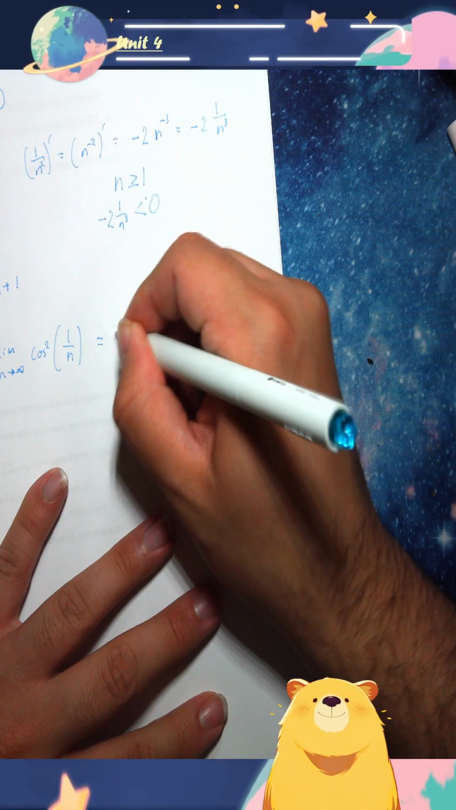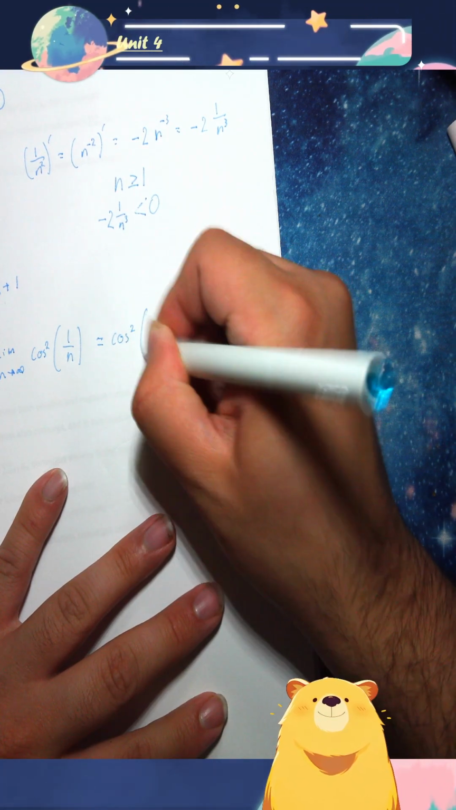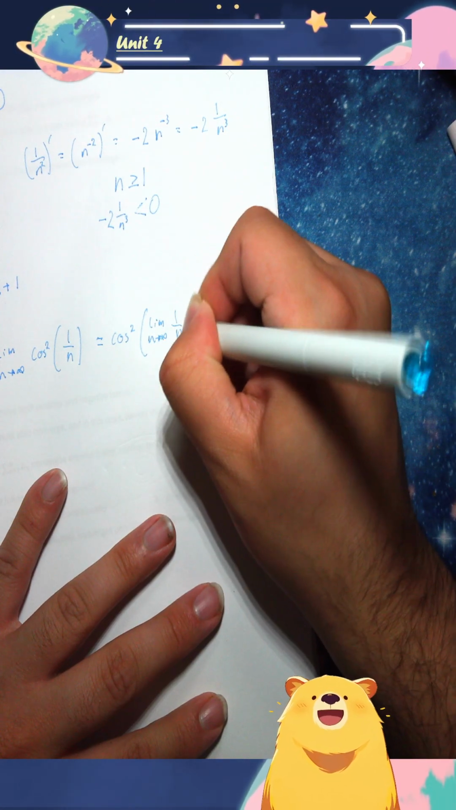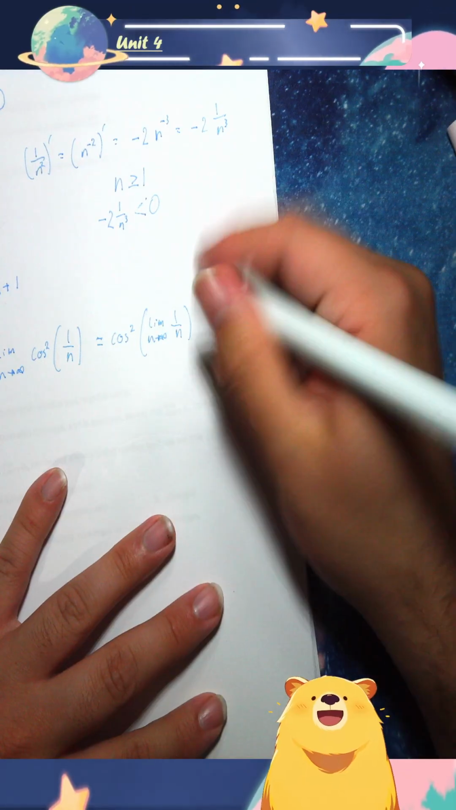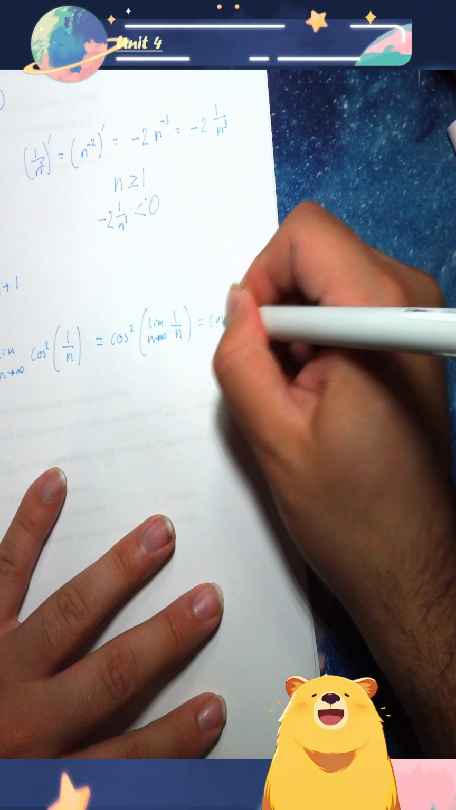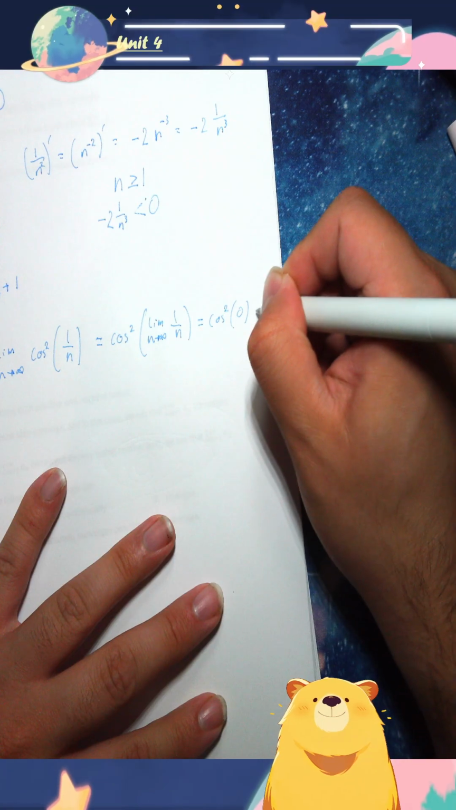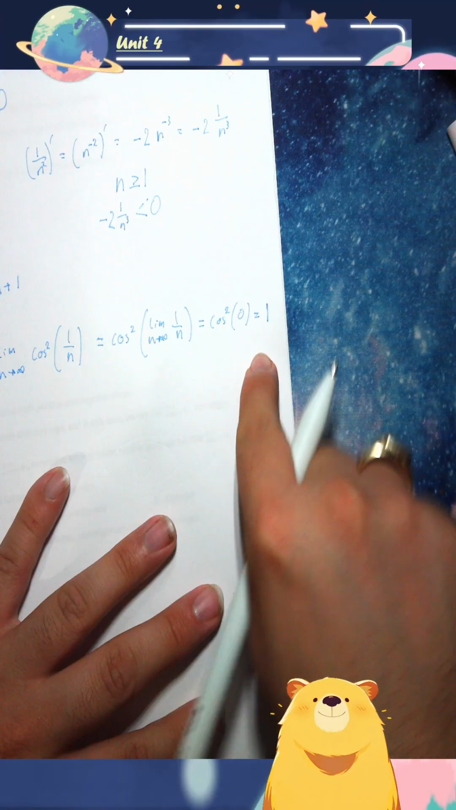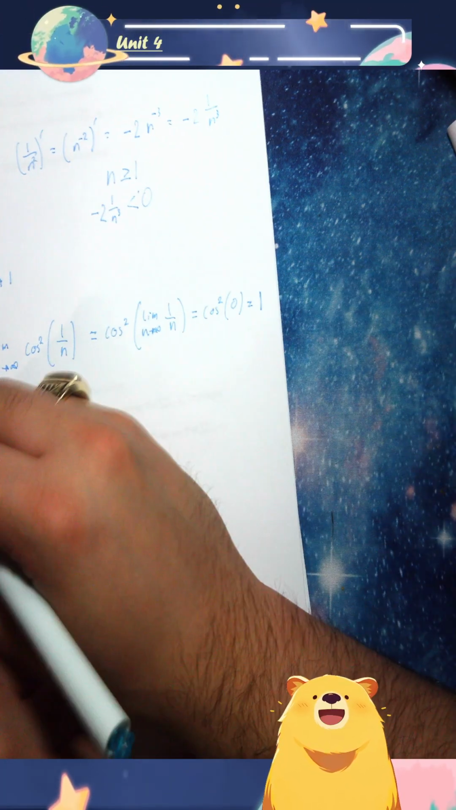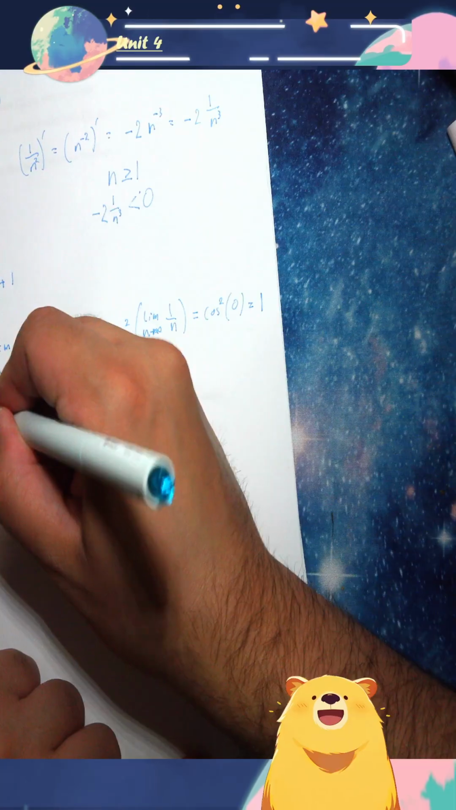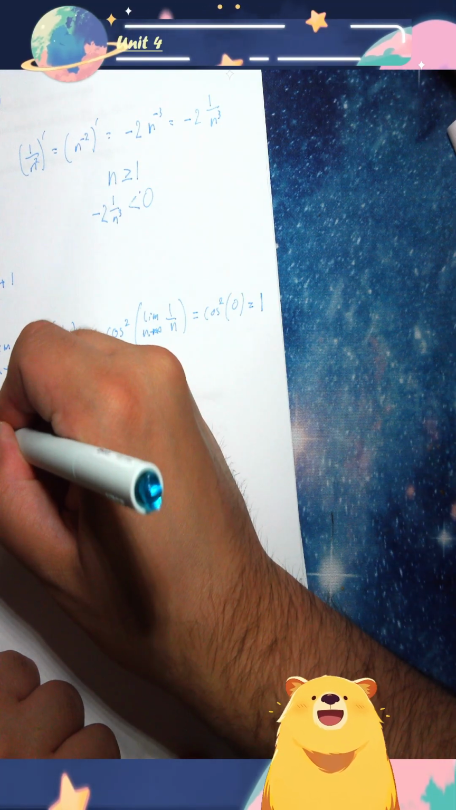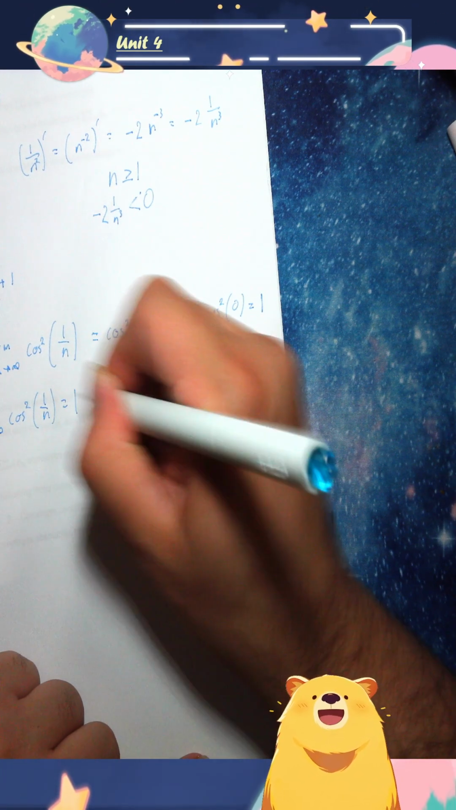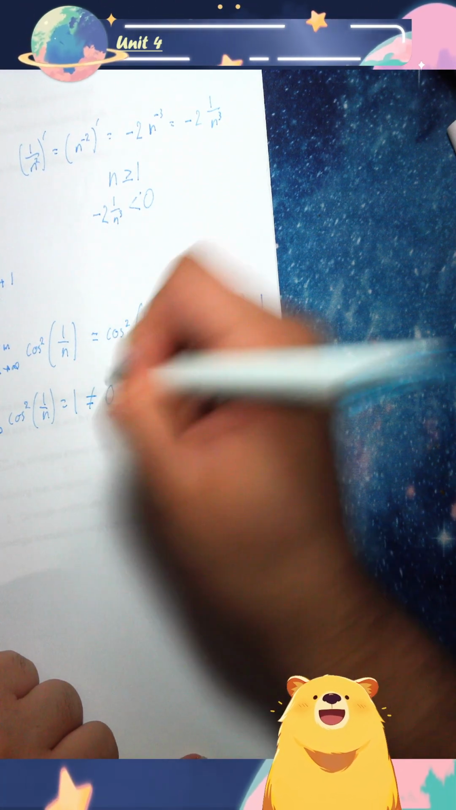So cosine squared of the limit as n goes to infinity of the term 1 over n. Well, that's going to be 0. So cosine squared of 0 is equal to 1. Now, let me write this out. The limit as n goes to infinity of cosine squared of 1 over n is equal to 1. It does not equal 0.